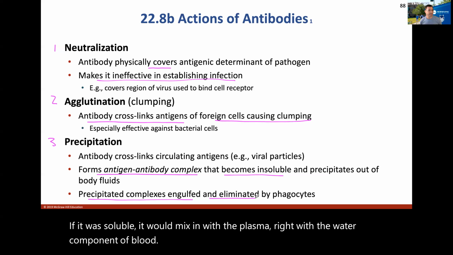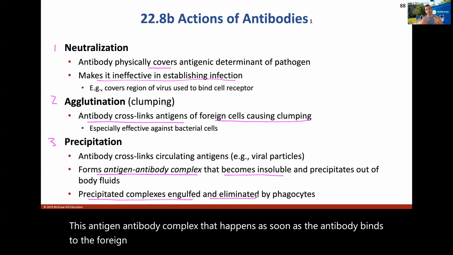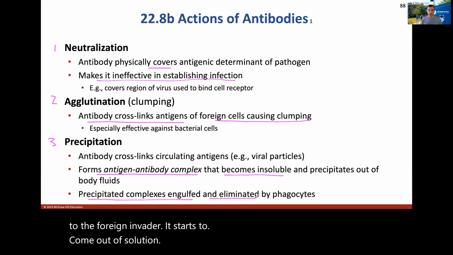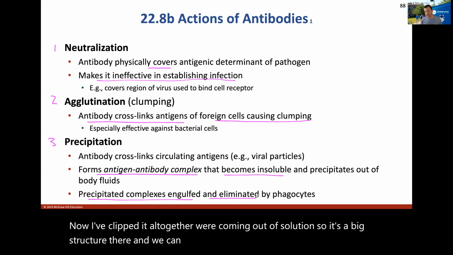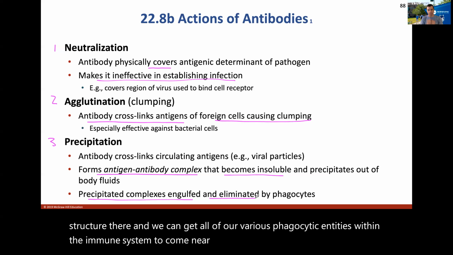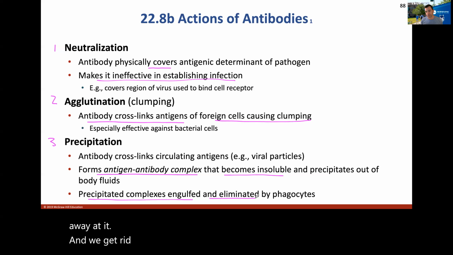This antigen-antibody complex that happens as soon as the antibody binds to the foreign invader starts to come out of solution. And when it comes out of solution, now I've clumped it all together. We're coming out of solution. So it's a big structure there, and we can get all of our various phagocytic entities within the immune system to come there and start chomping away at it. And we get rid of the infection.